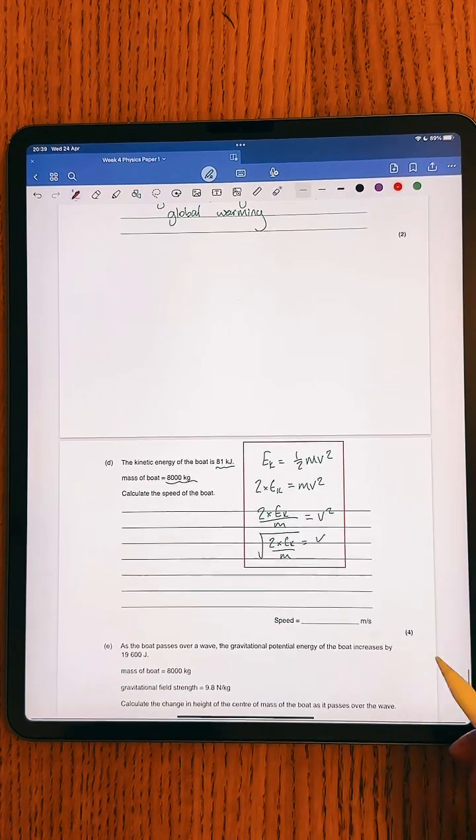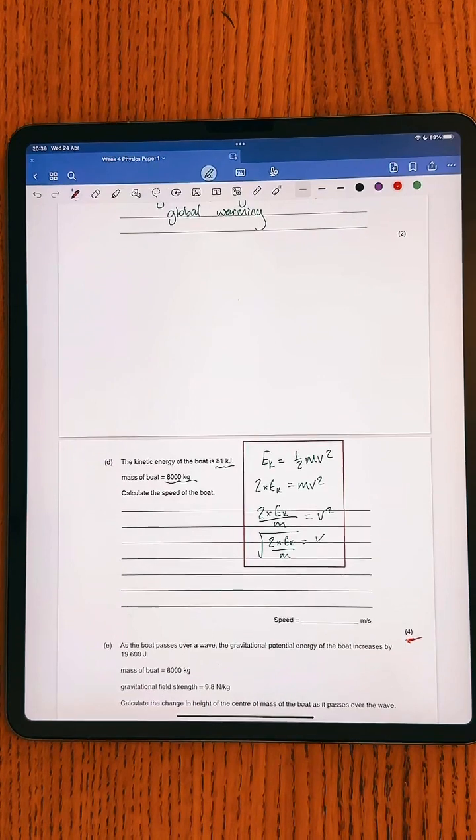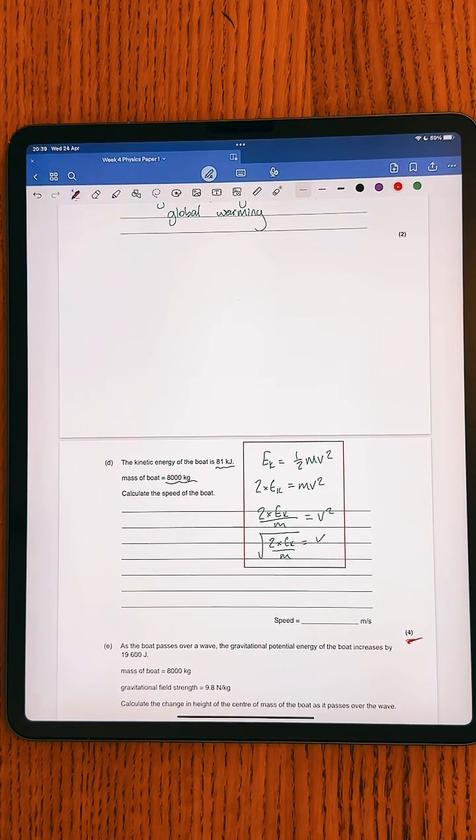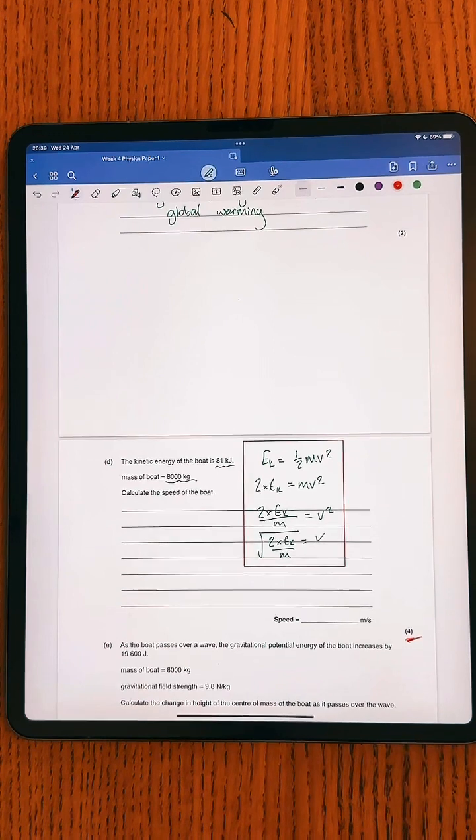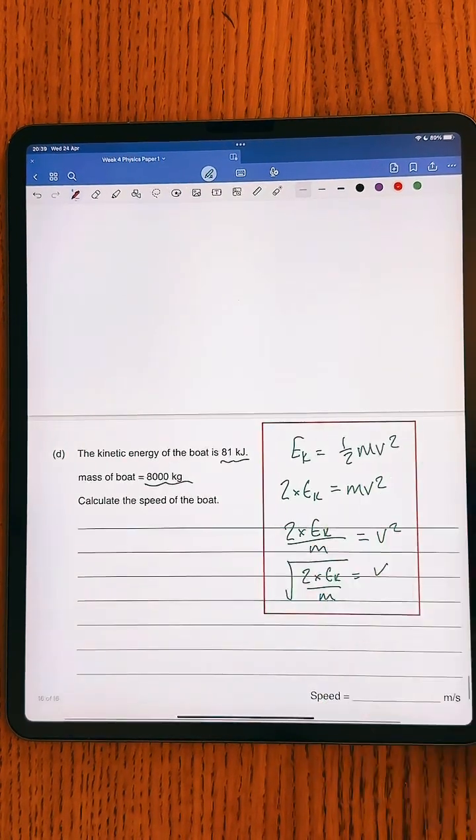How many marks is this question? This question is 4 marks. Something else we need to do. What do you guys think? Those of you who have a calculator, try and work it out. Let me know what you get. Something else you need to remember to do, otherwise you'll lose a mark. Can anyone spot it? Yeah, there we go.